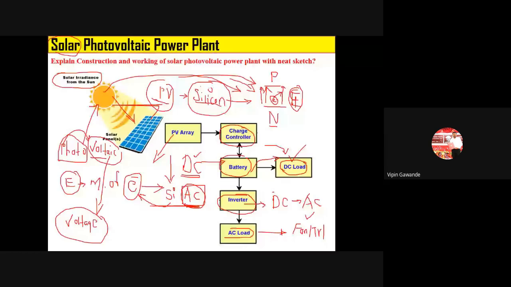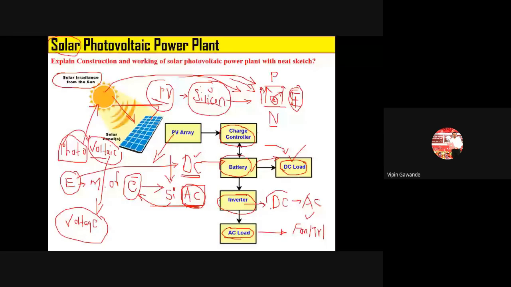Because of the movement of the electron, there is a generation of electricity. The amount of electricity which is generated is DC in nature. It is a DC current. So that DC current is stored in the battery using the charge controller. If you have a DC load, you use this DC current directly from the battery. If you have an AC load, then you have to convert this DC into AC.